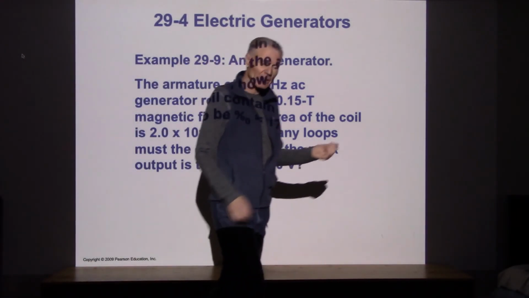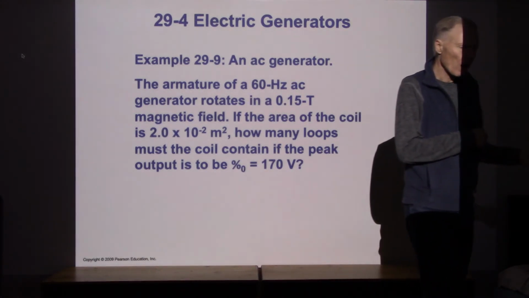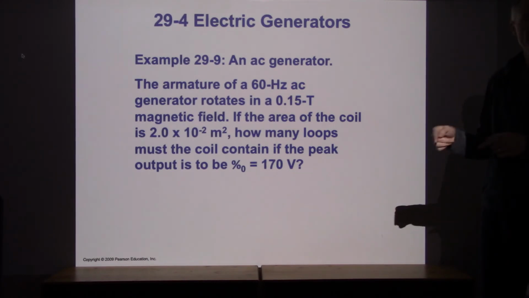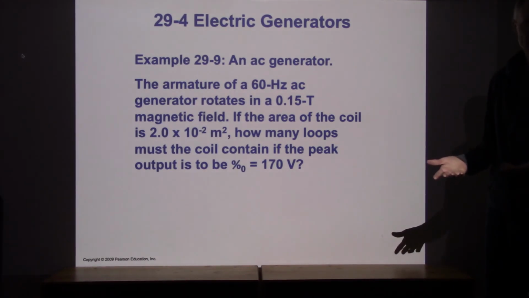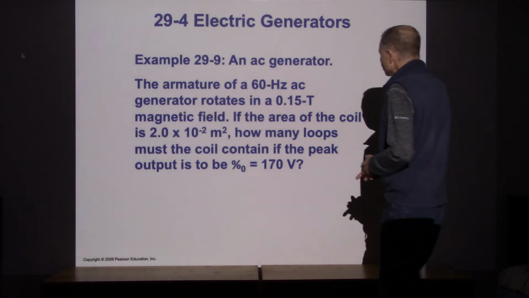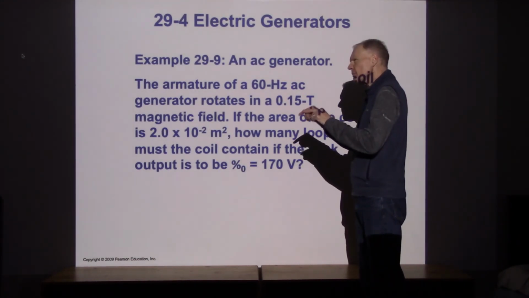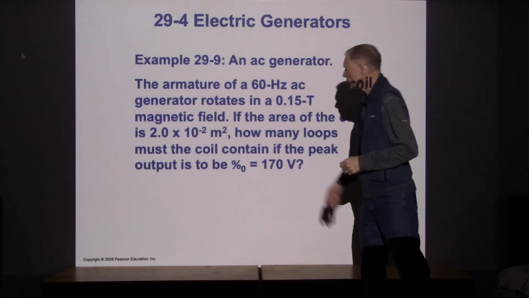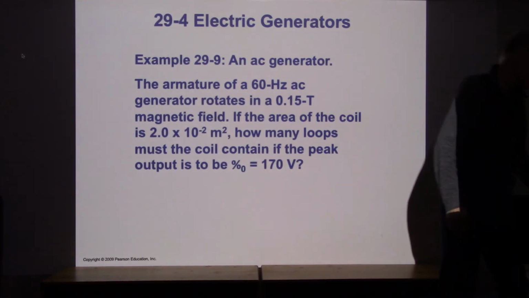And remember, that's what our outlets are. Our outlets are rated at 120 volt RMS, but the RMS is an average, an RMS specific type of averaging. And the peak values are going to be 170. They're going to be larger by a square root of 2.